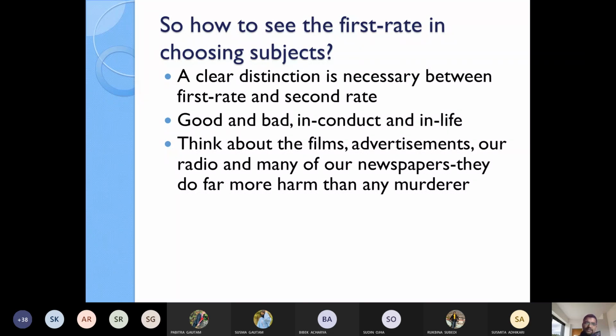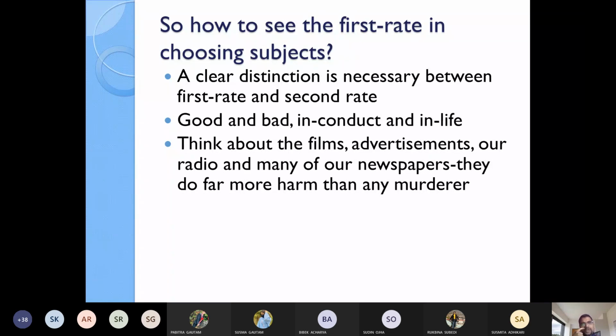Just for a while, think about the films. Think about the advertisements. Think about our radio. Think about our newspapers. They do more harm than any model. Some films and some advertisements are so harmful that they create negative impressions in human minds. Look at the newspaper.